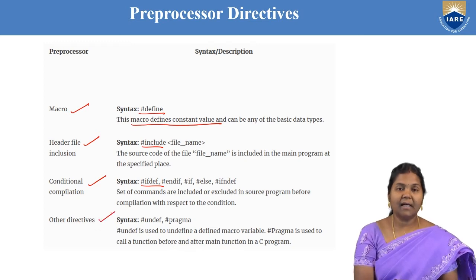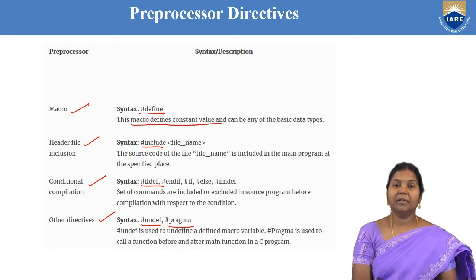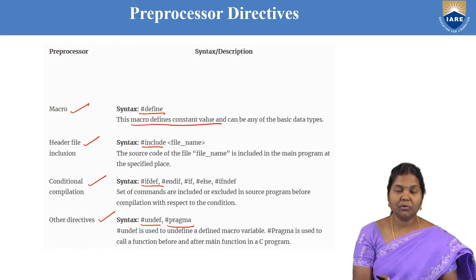And the last category is called other directives, also called miscellaneous directives. Under miscellaneous directives, you have hash pragma and hash undef, and certain other directives. So, broadly, the preprocessor directives are categorized into these four categories: macros, header file inclusion, conditional compilation, and miscellaneous or other directives. Let us discuss them one by one.